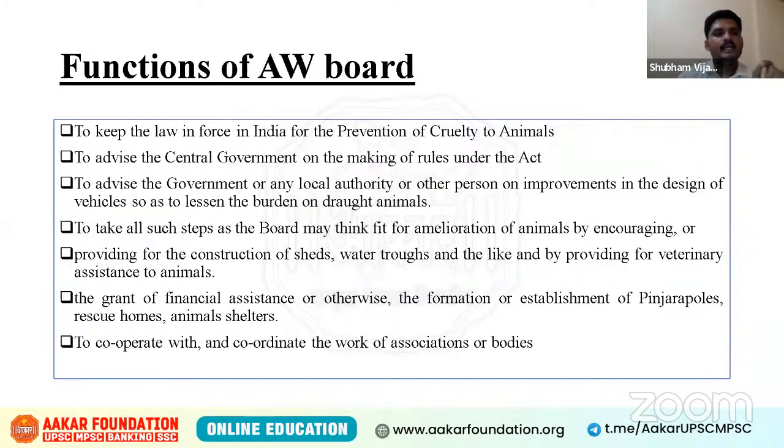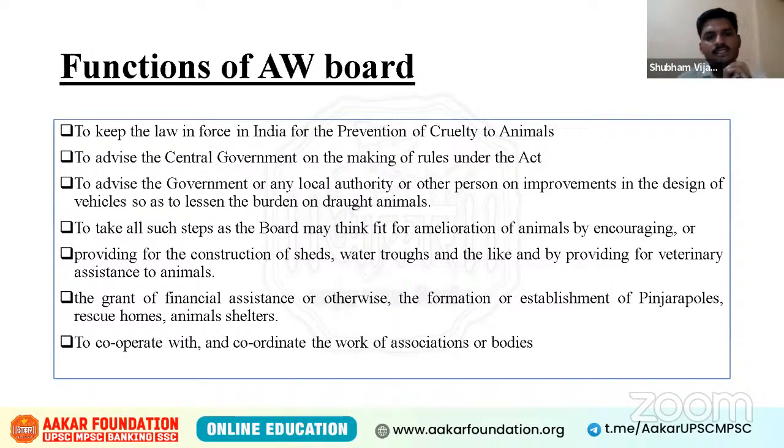Then they can take all such steps as the regulatory board may think fit for the amelioration of animals by encouraging or providing for the construction of sheds or water troughs and the like, and by providing veterinary assistance to animals. So in these three, particularly construction of sheds, building of water troughs, and providing veterinary assistance, they can take the essential positive steps.